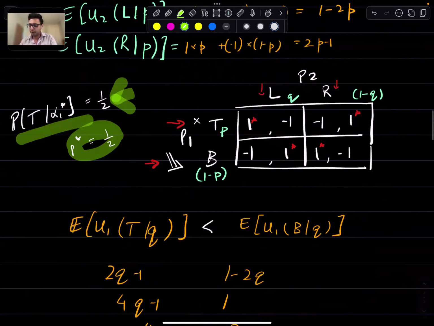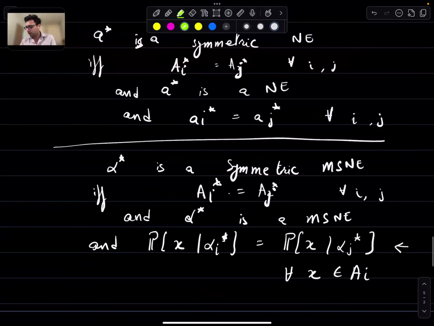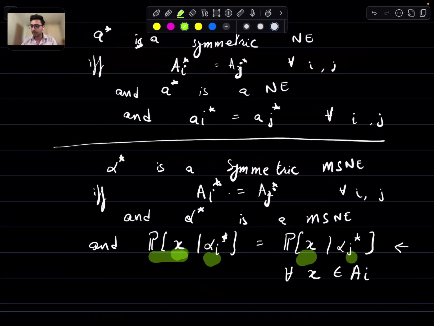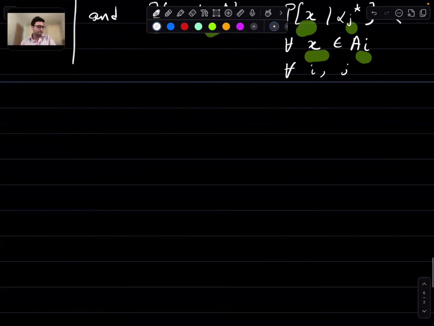Okay, and according to this symmetry property, the probability with which any action X is chosen in equilibrium by player i should be the same as the probability that the same action X is chosen by a different player j. And this has to hold true for all the actions available to both players and for all players in this game. So I also need another for all i, j. Okay? And that is a symmetric mixed strategy Nash equilibrium.